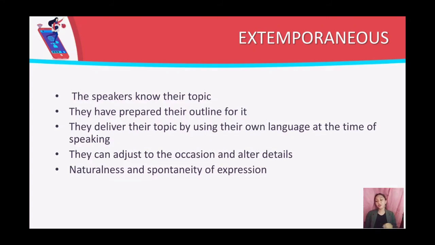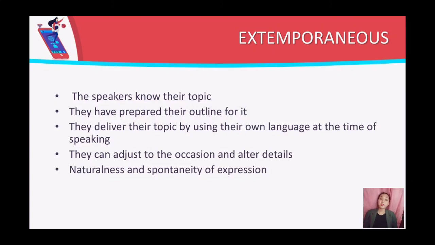Next is to deliver their topic by using their own language at the time of speaking. So you just wrote an outline. You did not write a script to be read or memorized. So you just put an outline and you use your own words. Then adjust to the occasion and alter details, with naturalness and spontaneity of expression.